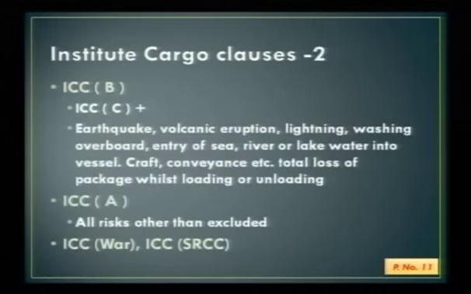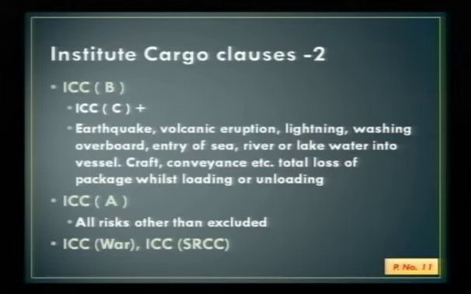The ICC-B covers what is covered under C, and it goes on to cover additional perils of earthquake, volcanic eruption, lightning, washing overboard, entry of sea, river or lake water into the vessel, the craft, the conveyance, and the total loss of a package whilst loading or unloading on board the ship. Whenever there's a reference to vessel or craft, it means only ships and not other types of transportation. So ICC-B is a little wider cover. There are many add-on perils that can be taken with ICC-C or B. If you see your textbook, you will see some of them.